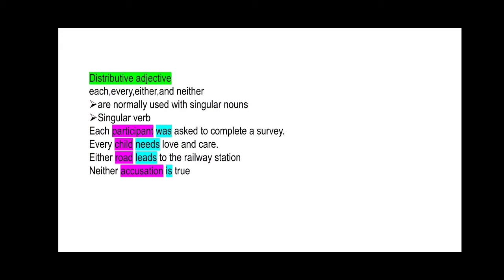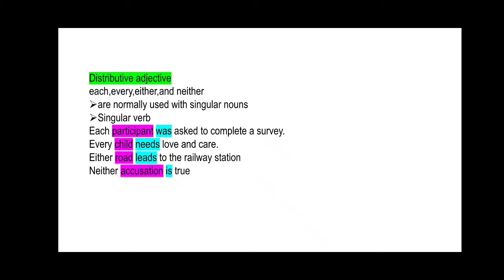Now we will move on to distributive adjectives. This we can consider as a part of adjectives of quantity or a separate category. These are each, every, either and neither. These are normally used with a singular noun as well as a singular verb. Now for example, each participant was asked to complete a survey. Here, after the distributive adjective, we use the singular noun participant and the singular verb was. It's not each participants were asked to complete a survey. It's each participant was asked to complete a survey.